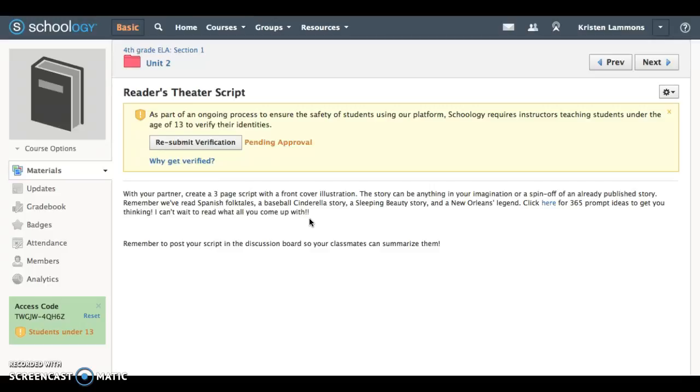But also as they're going to be sharing their scripts with other classmates, we want to provide that for each other as well. The story can be anything in your imagination or a spin-off of an already published story. We have read Spanish folk tales, a baseball Cinderella story, like Cinderella that plays baseball, and a Sleeping Beauty story, and a New Orleans legend.